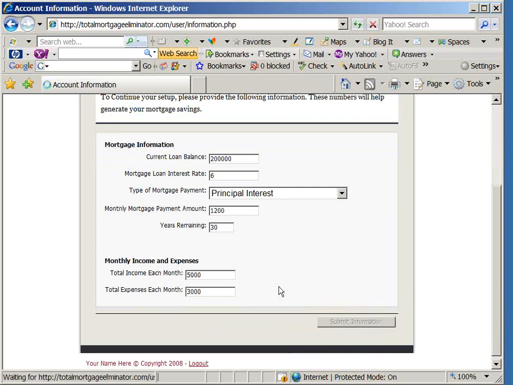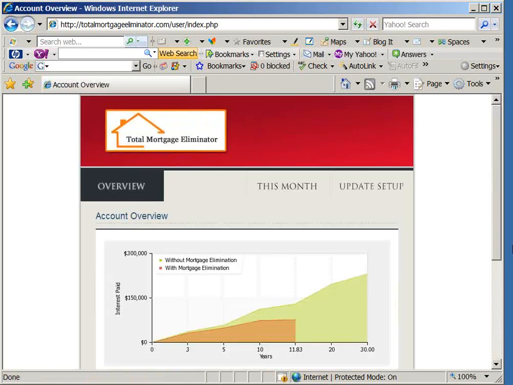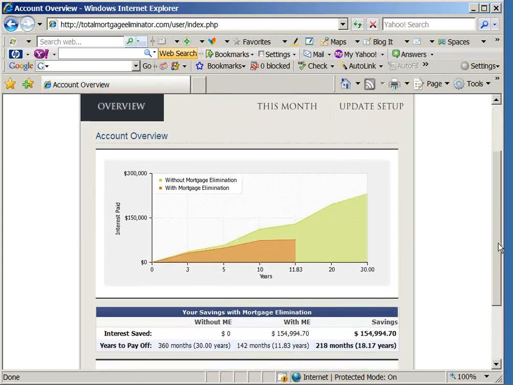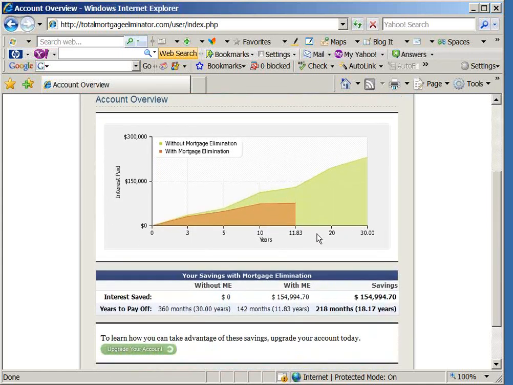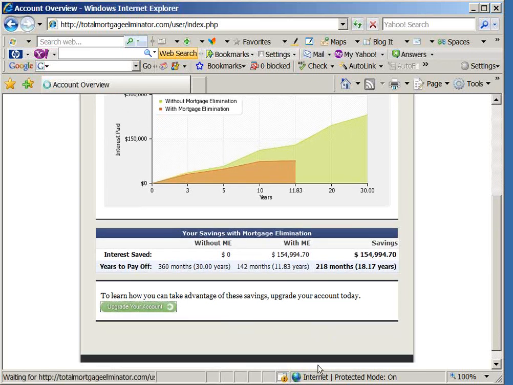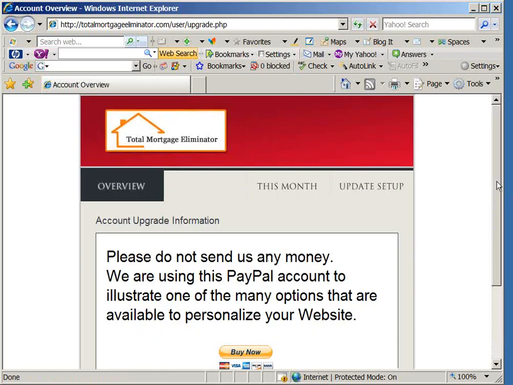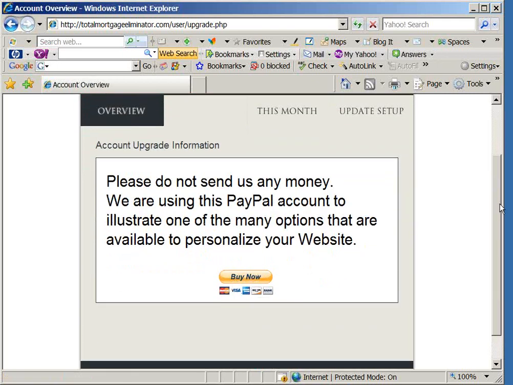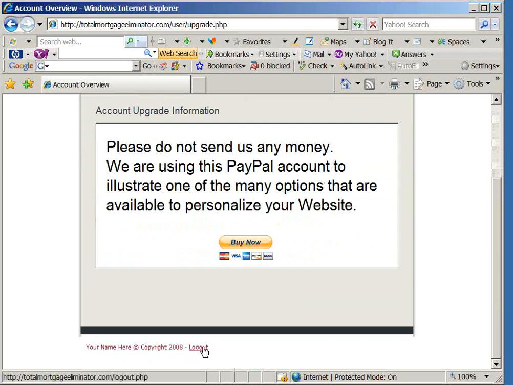Based on this information, we're going to give Tom a summary of his savings, and generate a graph showing Tom the savings that he'll achieve by using your program versus paying his loan as written. He'll be able to save almost $155,000, pay off his mortgage in 11.83 years, saving 18 years worth of mortgage payments. This is as far as Tom can go until he pays you a fee, and you can collect a fee from Tom right online by whatever credit card payment method you choose to accept.